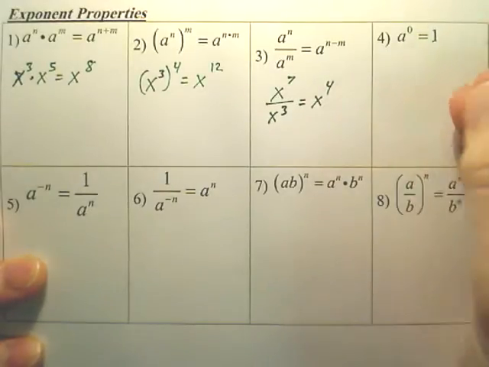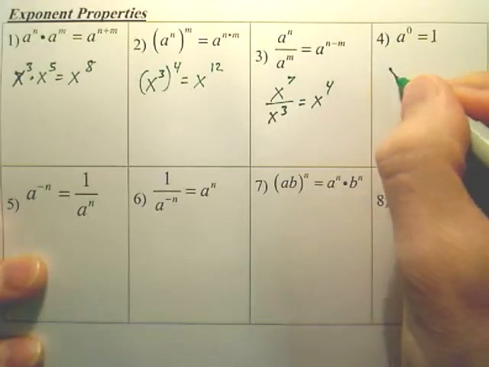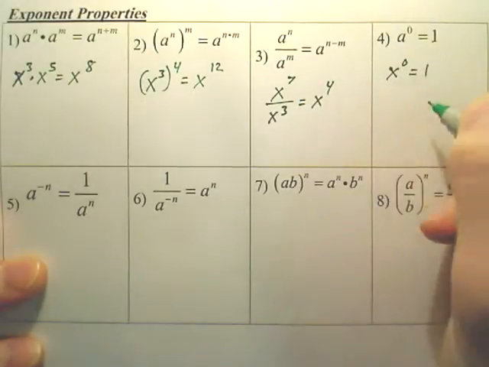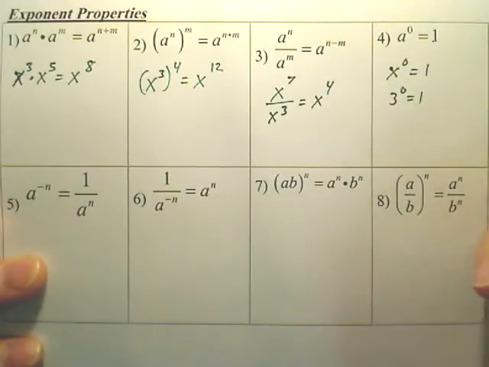Anything to the 0 is 1. That, for instance, you could have just x to the 0 would be 1. You could also have like 3 to the 0 is 1. Anything to the 0 is 1.